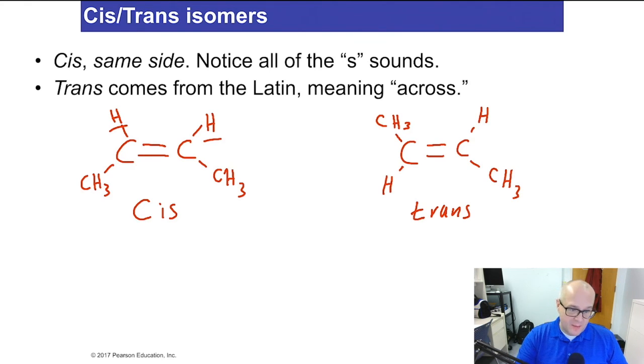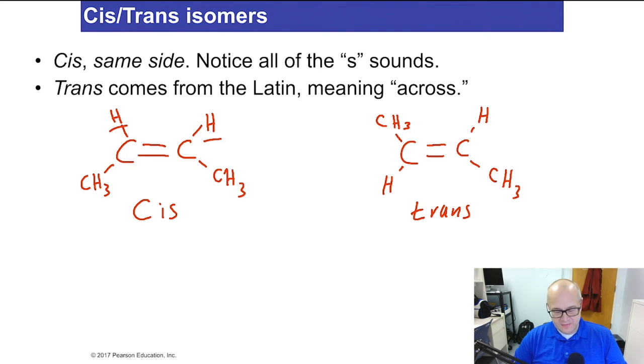It doesn't have to be up. It just has to be the same direction. Okay? Now let's look at trans. Same thing. We have a hydrogen on one carbon of the double bond, a hydrogen on another carbon of the double bond. One hydrogen's up, one hydrogen's down. They don't have to be up and down. They just have to be opposite of each other.